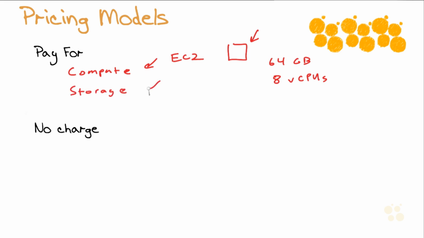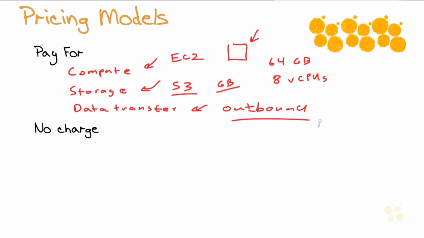Think about storage. Sure, there's some S3 storage that will be free, but once we go over a certain amount of storage, we start getting charged. Something else that we're going to get charged for is data transfer, but in general, please keep this in mind, it is outbound data transfer. So data transfers out are what Amazon Web Services will start tracking and charging us for.